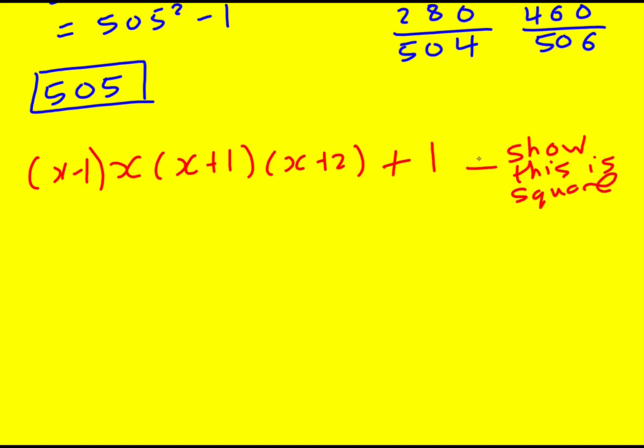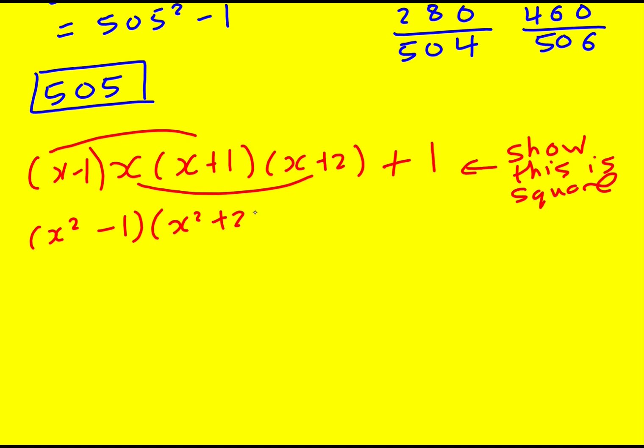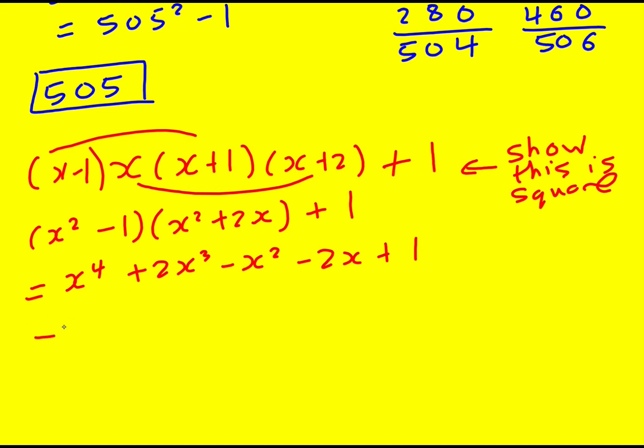That's what I'm trying to show. It doesn't look like it from here, but we've only just started. So I'm going to multiply these together, forget the x, because that nicely gives me x squared minus 1. And I'll multiply the x and the x plus 2 to give me x squared plus 2x. Therefore, I get x to the 4 plus 2x cubed minus x squared minus 2x plus 1. And we can see some sort of symmetry now, like I've got 2's there, although that one's a minus and that's a minus as well. But that should be okay.